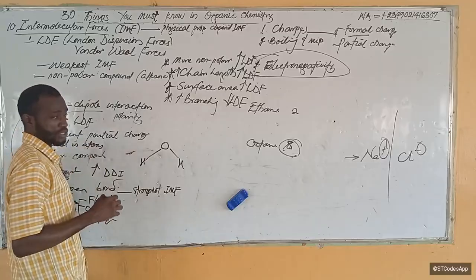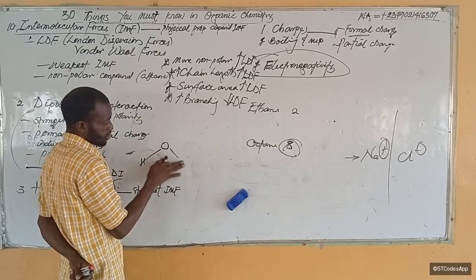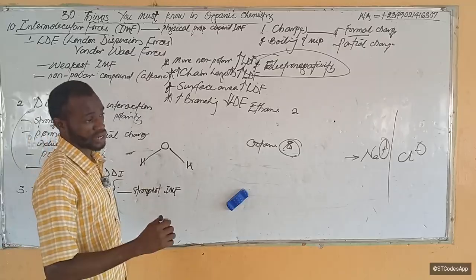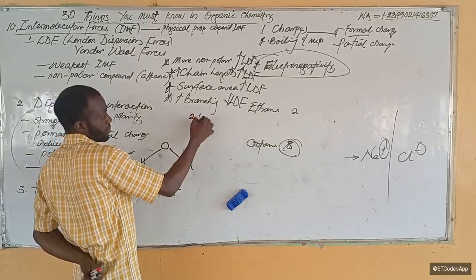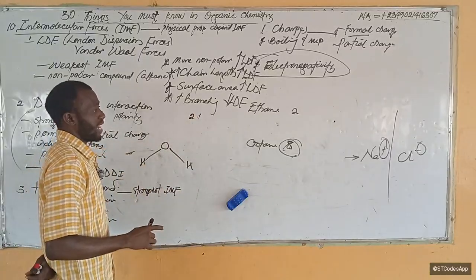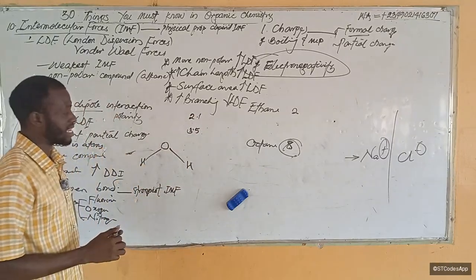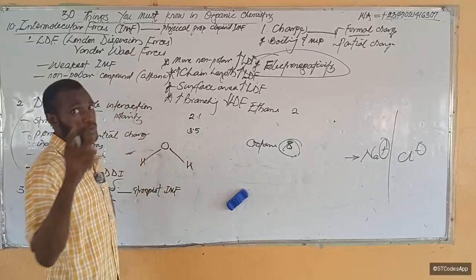Now, using this dipole-dipole interaction, how do we first show the charges on this guy? Oxygen is very electronegative compared to hydrogen. Hydrogen has an electronegative value of about 2.1 or so, and compared to oxygen, which has an electronegative value of 3.5 or thereabouts, a bond will be polarized.